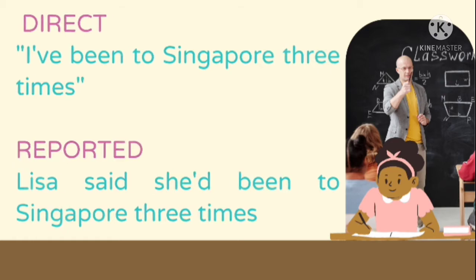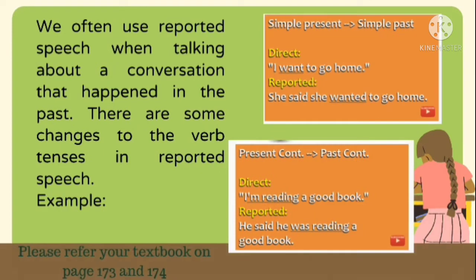We often use reported speech when talking about a conversation that happened in the past, but there are some changes to the verb tenses. In reported speech, verbs in the simple present become verbs in the simple past. For example, direct: I want to go home. Reported: She said she wanted to go home.